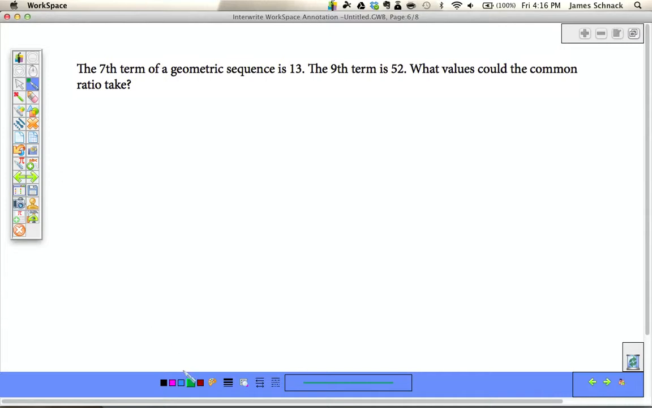So let's dive into our examples, rocking and rolling. Seventh term is 13, so a7 is 13. The ninth term, a9, is 52. What values, important word, that means there could be more than one answer, could the common ratio take? So 13 is equal to the first term times the common ratio to the sixth. 52 is equal to the first term times the common ratio to the eighth.